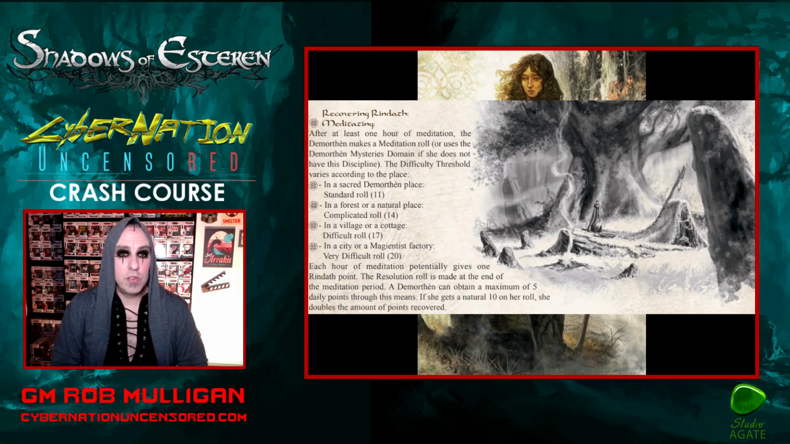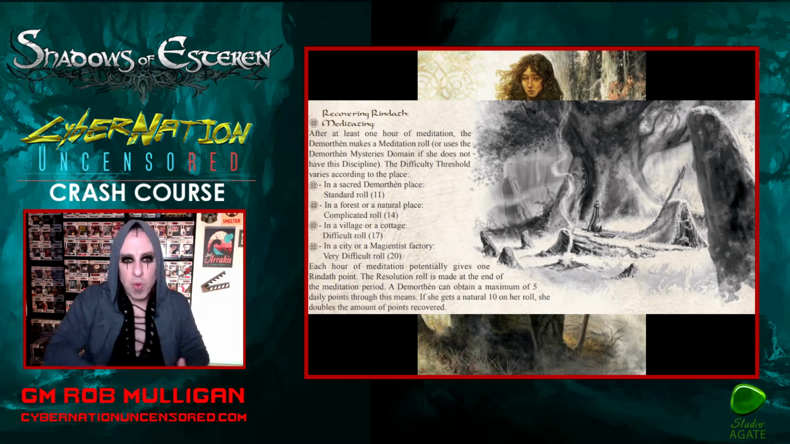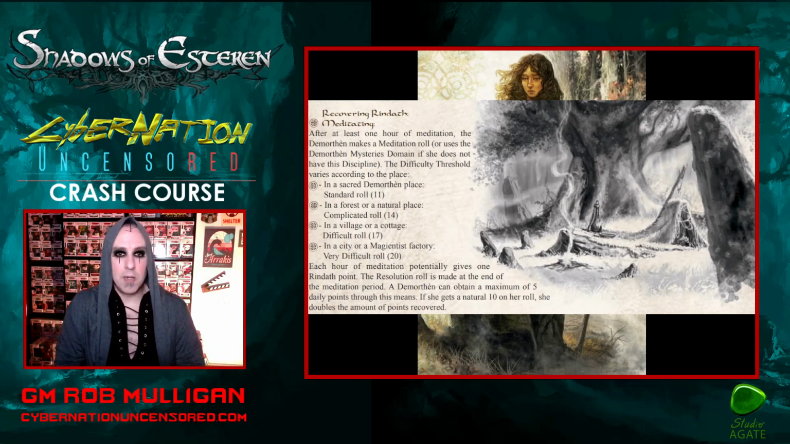Here, you basically use your meditating discipline. If you don't have that, you can use your Demorthen Mysteries domain, but you meditate. For every hour that you meditate, you get a point of Reendos back. And the difficulty that you're checking against just depends on where you're meditating. Are you meditating in a sacred Demorthen place, or in the forest, or in a village, or in a city, or Magiantist factory? That's just basically going to change the difficulty from 11 to 14, 17 to 20. You can see it all right there.